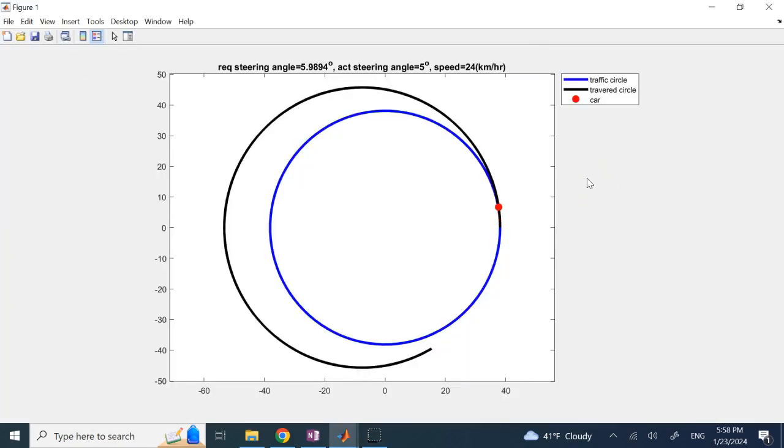So here, the blue is the traffic circle that you really wanted to go through. And the black is the one that you're actually going to traverse. The red is the car. And the reason for that is you needed about 6 degrees of steering, but practically what you're doing is 5 degrees.